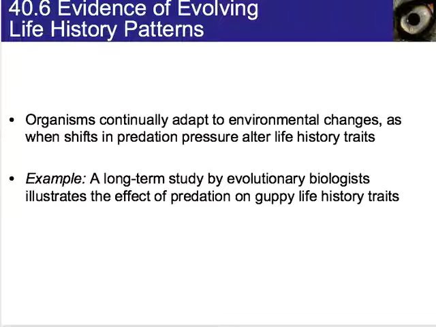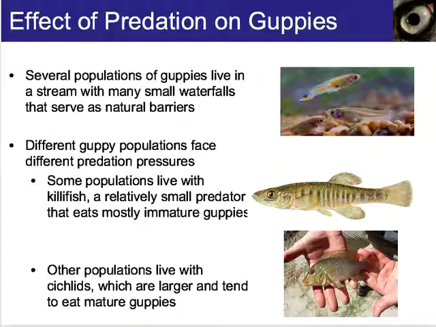Organisms continually adapt to environmental changes, such as when shifts in predation pressure alter life history traits. An example would be a long-term study by evolutionary biologists that illustrates the effect of predation on guppy life history traits. So let's talk about guppies. Guppies are these little fish. You probably see them in fish tanks at PetSmart, and they also are in the wild.